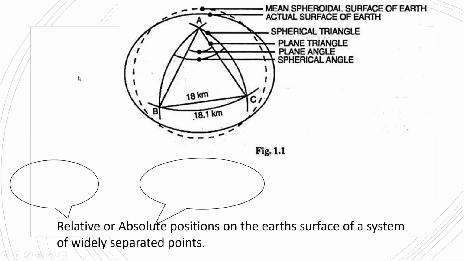Now, what is geodetic surveying? It is to determine very precisely the relative or absolute positions on the Earth's surface of a system of widely separated points. Now, how do we find out relative or absolute positions? The relative positions are determined in terms of length and azimuths of the line joining them, and the absolute positions are determined in terms of latitude, longitude, and the elevation of the point above the mean sea level.